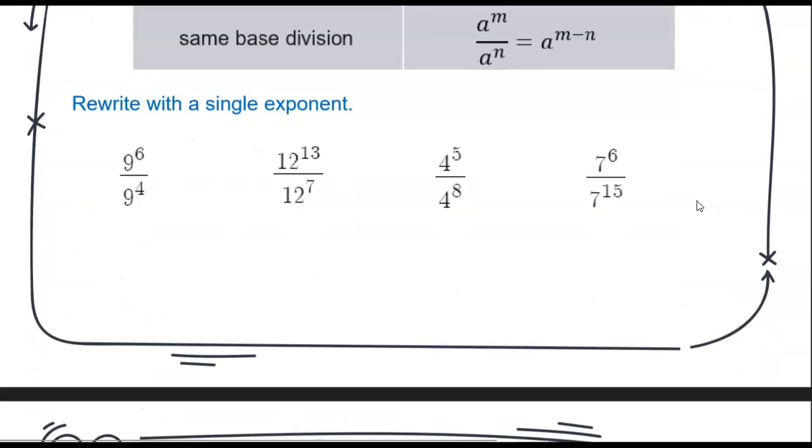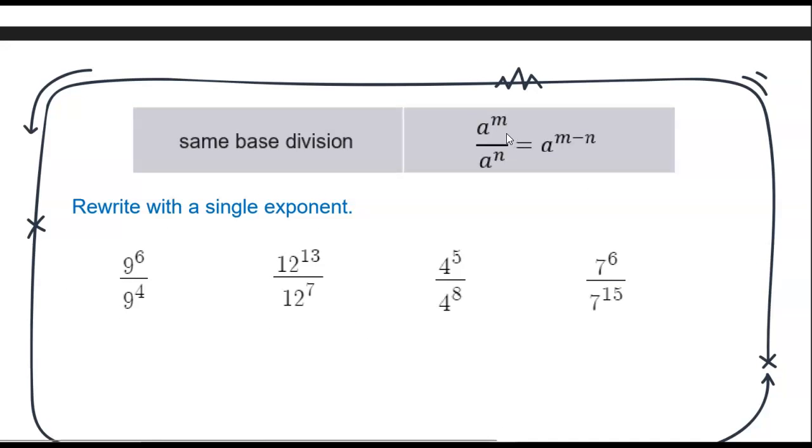How about same base division? This is very similar, but now instead of adding, we're going to subtract the exponents. When we divide exponential expressions, we subtract the exponents. Pause the video, give these first couple a try, then restart the video, see if we get the same answer.